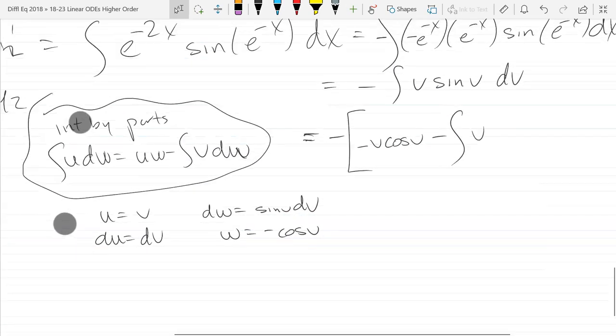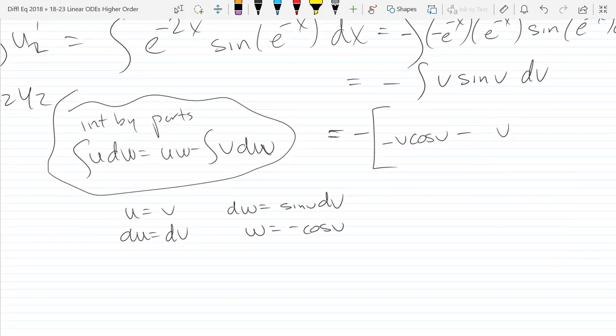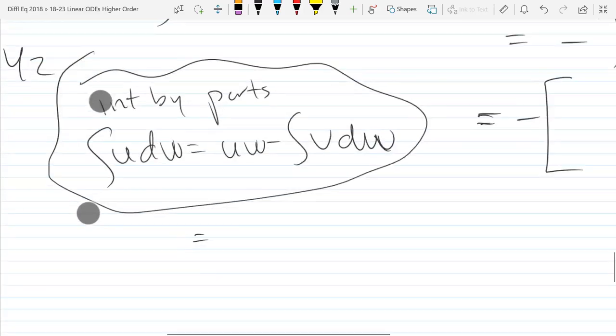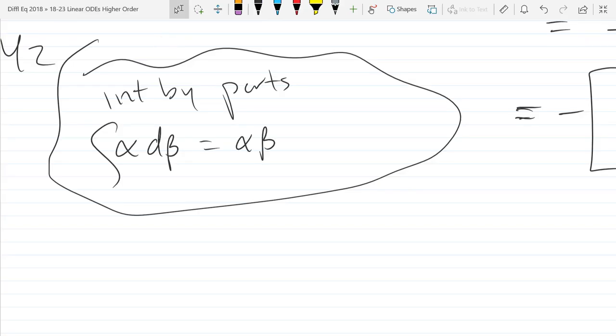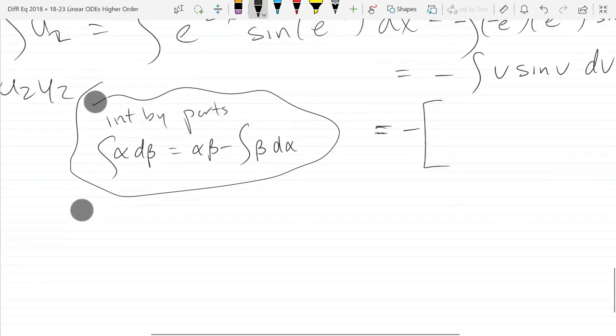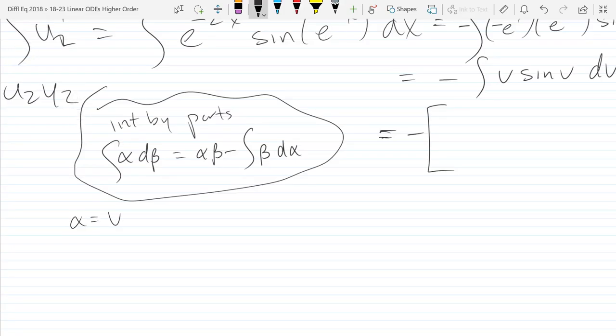I think I need to swap both letters out. Oh, it may be time to go Greek here. All right, let's go Greek because having the same letter names is messing me up. So let's go alpha, beta. That looks nothing like u and v. So integral alpha d beta equals alpha beta minus integral beta d alpha. So there's integration by parts with alphas and betas. And now there hopefully won't be any confusion. Alpha is v and d beta is sine v dv. So regular beta is negative cos v, d alpha is dv.